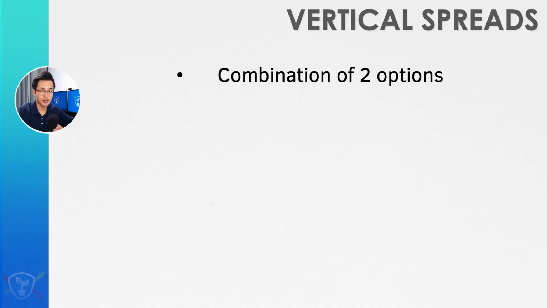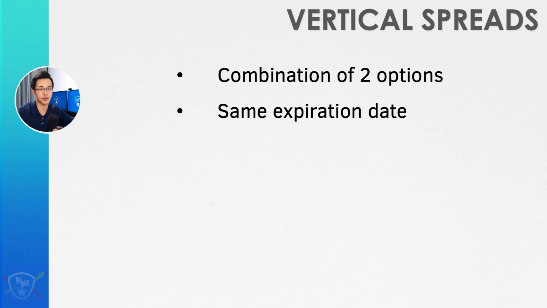In this video, we're going to talk about the differences between the credit vertical spread as well as the debit vertical spread. We're going to be addressing the question of which one do we use and under what circumstances. A vertical spread is an option trading strategy that's made up of two options contracts with the same expiration date.